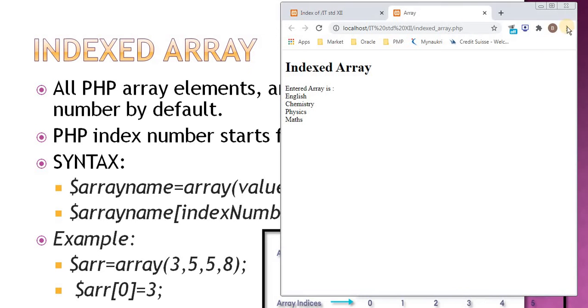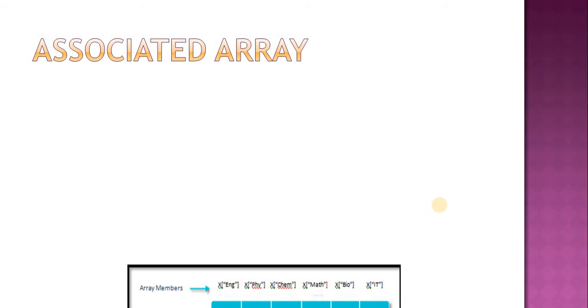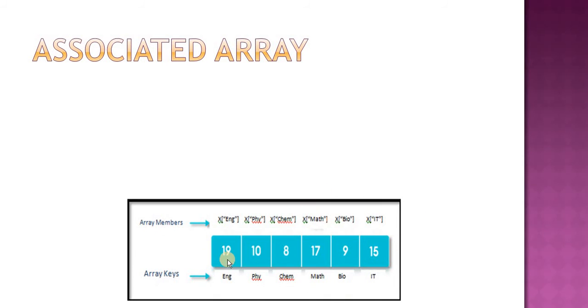Now let us come and see the second way of assigning arrays. Second is associated arrays. Let us understand with the diagram first. So this is the same example where we can consider 19, 10, 8, 17, 9 and 15 are marks of a student. So here, instead of the index, we are going to use some named keys. For the first one, ENG, English, physics, chemistry, maths, bio, IT. So wherever we were using the index 0, index 1, in that place, we are going to use named keys which we have decided. Okay, so the keys also are decided by the individual.